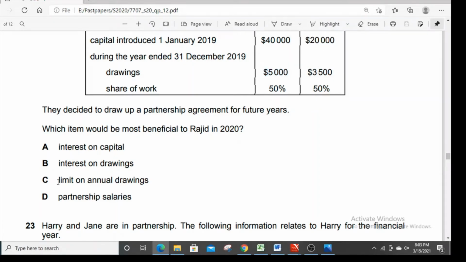C is limit on annual drawings. Again, as his drawings are more, if there is a limit, he will not be able to withdraw. So, it's again a disadvantage. Partnership salaries will be paid according to the work they perform for the partnership, which is actually equal. So, A is the correct answer, interest on capital.